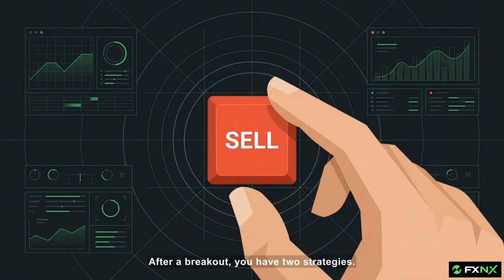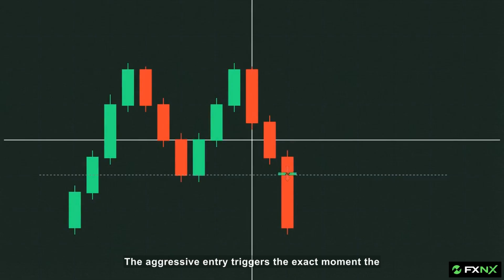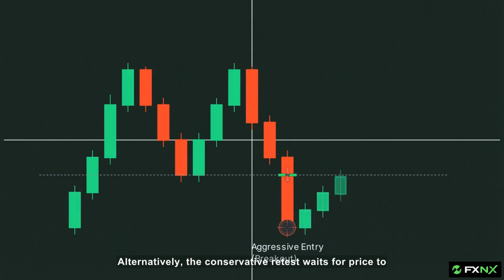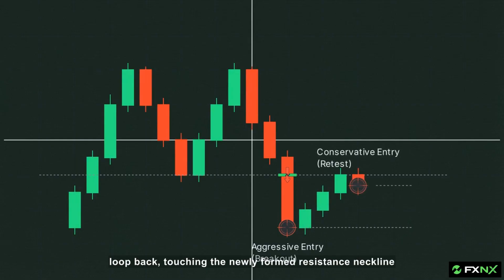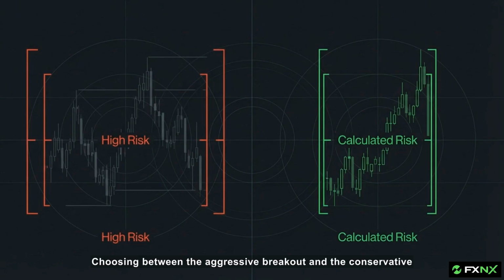After a breakout, you have two strategies. The aggressive entry triggers the exact moment the decisive candle closes, ensuring participation but risking a false breakout. Alternatively, the conservative retest waits for price to loop back, touching the newly formed resistance neckline before bouncing downward. Choosing between the aggressive breakout and the conservative retest dictates your entire mathematical risk profile.